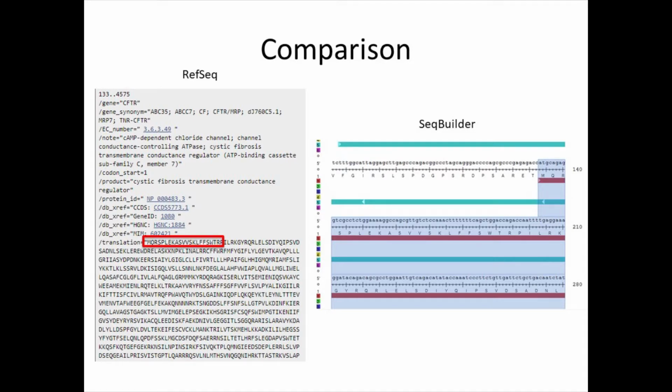So to wrap up this exercise, let's go back to the RefSeq view, and we can see the predicted protein sequence that we identified from RefSeq. And then on the right, we can see the sequence that we predicted using SeqBuilder. And if you just read through those, you'll see that they are indeed the same sequence, helping us feel confident that we have correctly translated the nucleic acid sequence into a protein sequence.